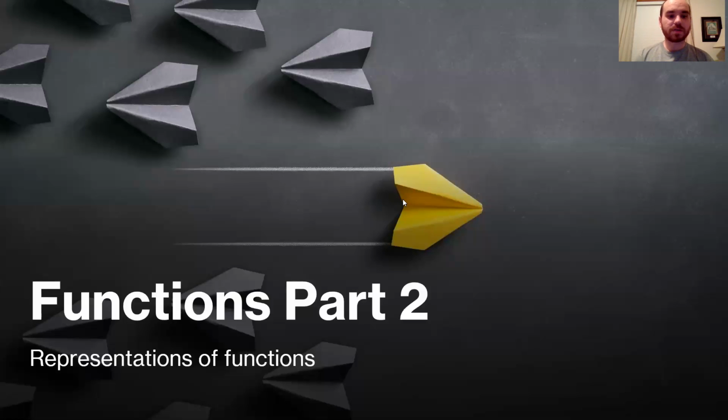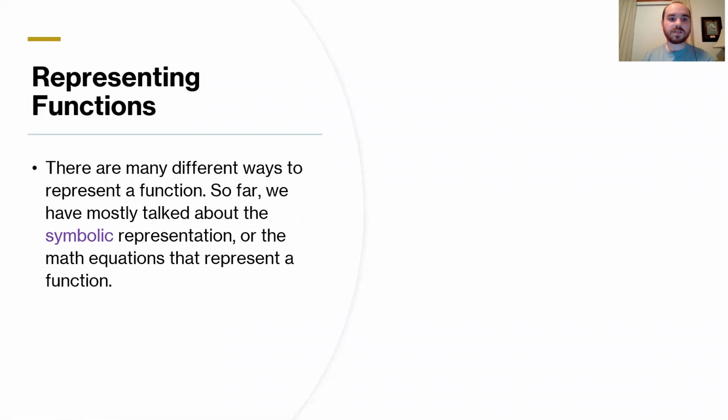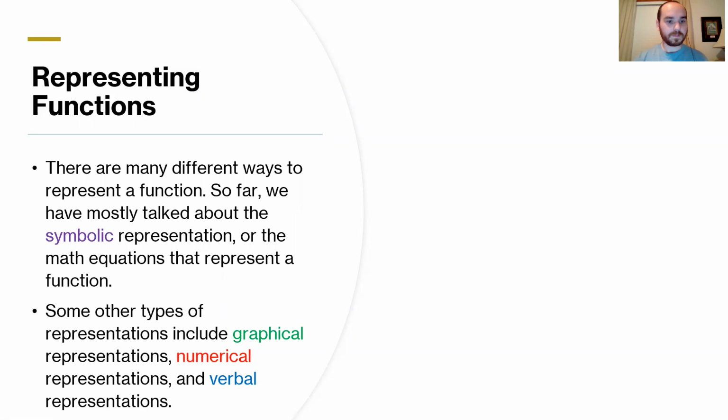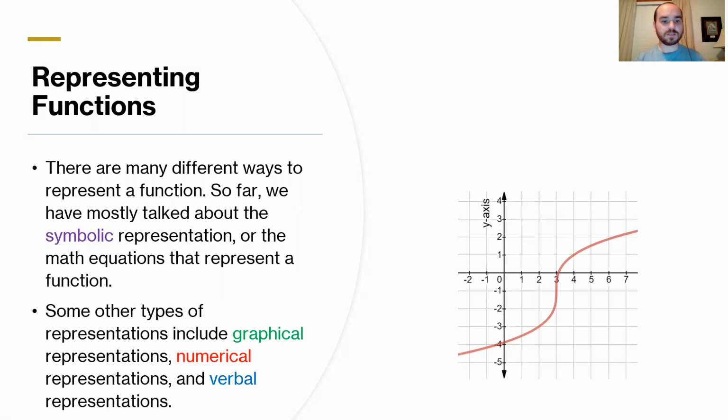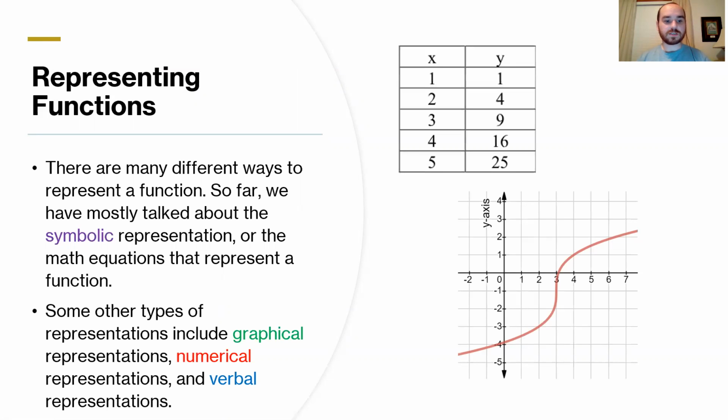But anyway, we're going to talk about functions, getting on to different types of representations of functions. So there are many different ways to represent a function. So far, we have mostly talked about the symbolic representation, or the math equations that represent a function. Those are the kinds that you're probably the most familiar with, but some other types of representations include graphical representations, numerical representations, and verbal representations.